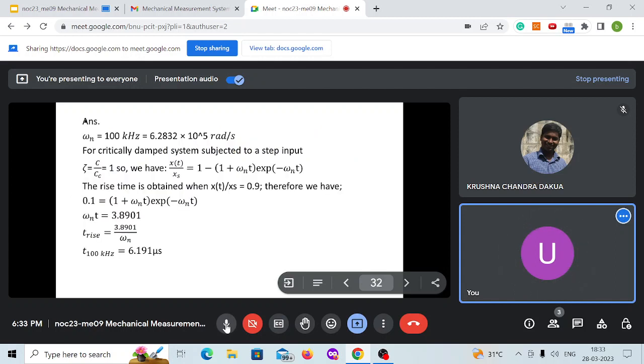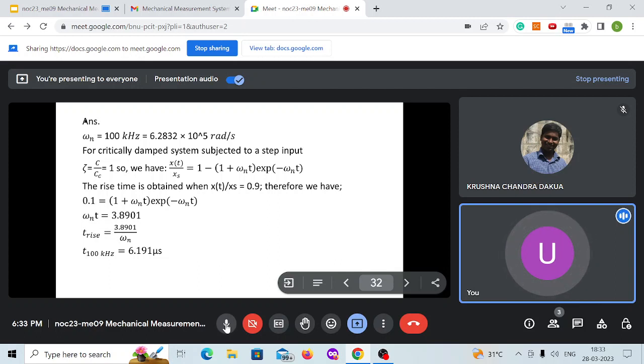So we'll see how. We know that the natural frequency is 100 kilohertz. So converting this to radians, we know f is 100 kilohertz, so you need to multiply by 2 pi into f, 2 pi into 100 kilohertz. So that will give you 6.283 times 10 power 5 radians per second. We know that the system is critically damped. So zeta, that is C by Cc, is 1.